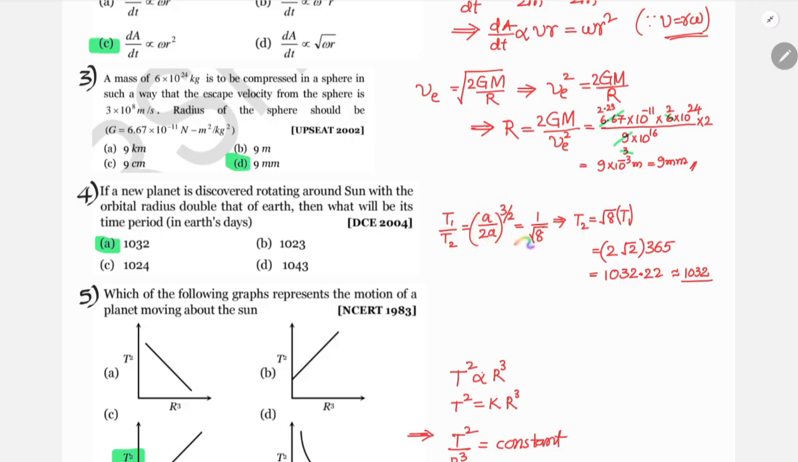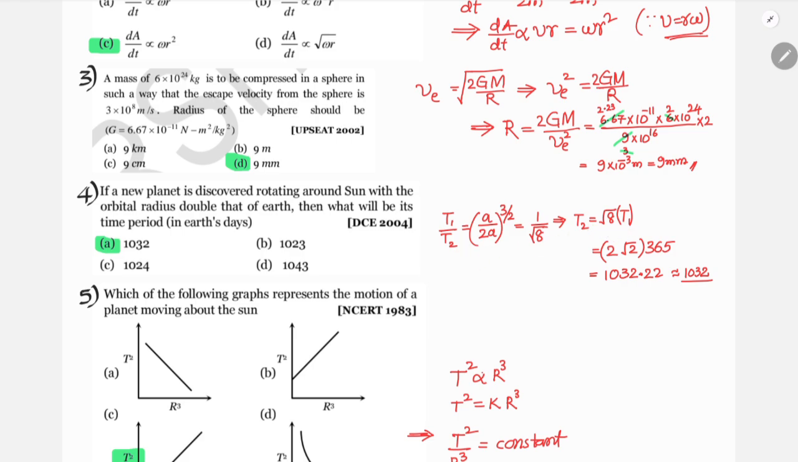1 by 2 will be there, so 1 by 2 whole power 3 by 2 is nothing but 1 by root 8. Now substitute that. Now you need the time period of this planet, the planet which is having double the orbital radius of the Earth. Now T2 is equal to root 8 times T1.